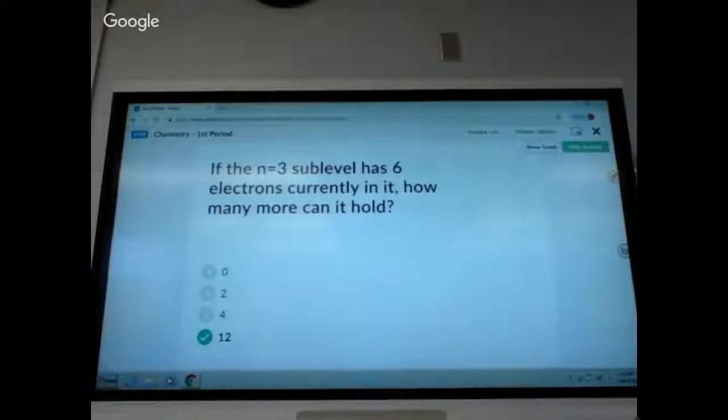All right, so we got 10 right answers and we got 7 wrong answers. So how do we do this one since we got so many wrong answers? Okay, you say 18 electrons. So if n equals 3, you can hold 18 electrons: the s, the p, and the d. So 2 plus 6 plus 10, you can hold 18.